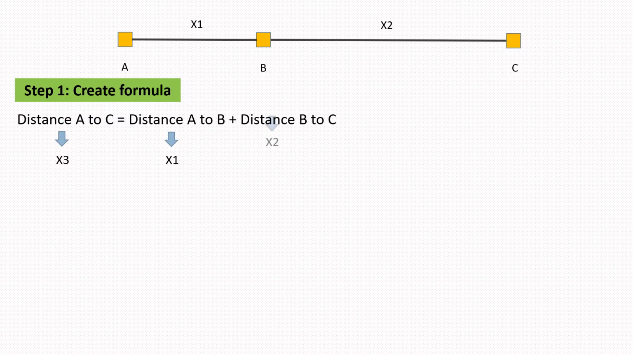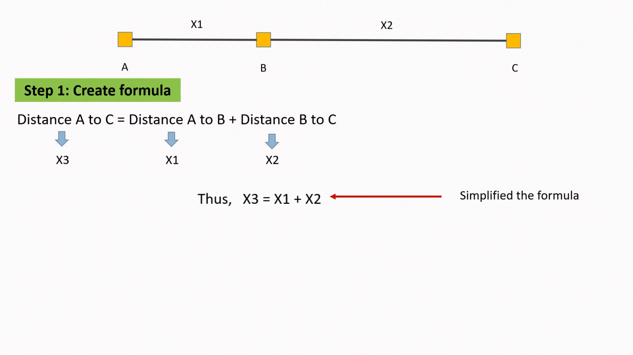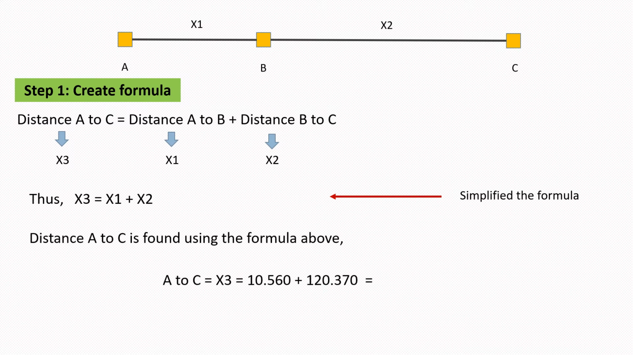Step 1. Create the formula. To find the distance x3, distance x1 plus distance x2, so distance x3 equals 130.930 meter. How about its standard error?